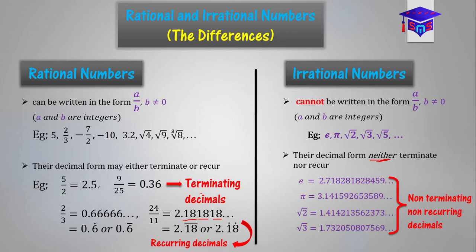Alright. So these are some of the few differences between rational and what? Irrational numbers. The rational numbers can be written in the form a over b, while the irrational numbers, they cannot be written in the form a over b. And then when you change a rational number to decimal, the decimal form may either terminate or what? Reoccur. On the other side, when you change an irrational number to decimal, the decimal neither terminate nor what?